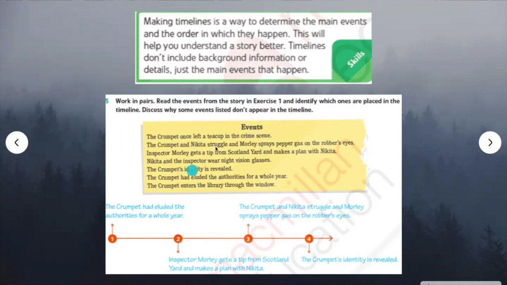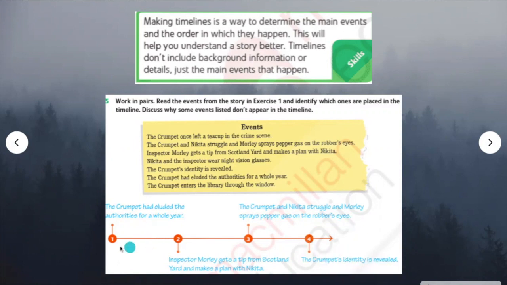We have many of the events in here of the story we just read, but in a timeline we only put the main events. For example, at first, the Crumpet had eluded the authorities for a whole year. Then, second, Inspector Morley gets a tip from Scotland Yard and makes a plan with Nikita. Number 3, the Crumpet and Nikita struggle and Morley sprays pepper gas on the robber's eyes. Number 4, the Crumpet's identity is revealed.